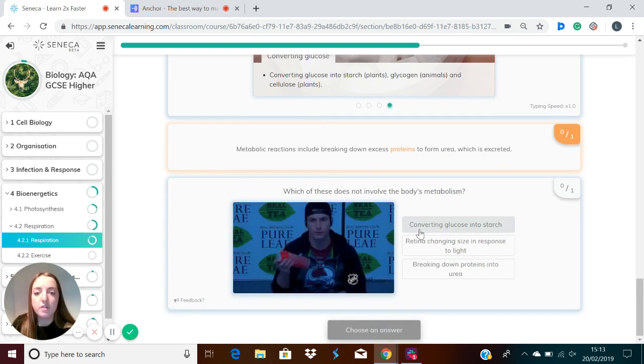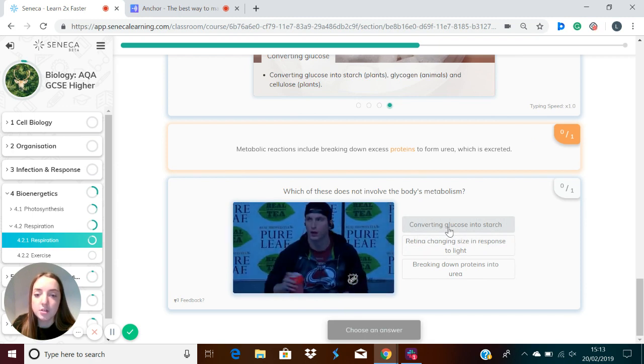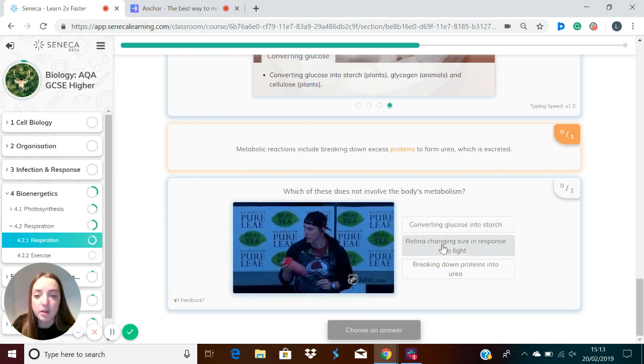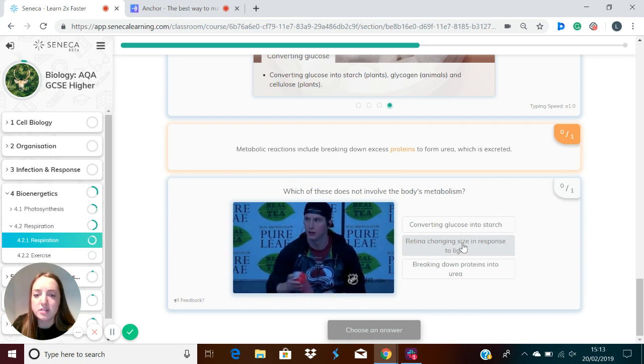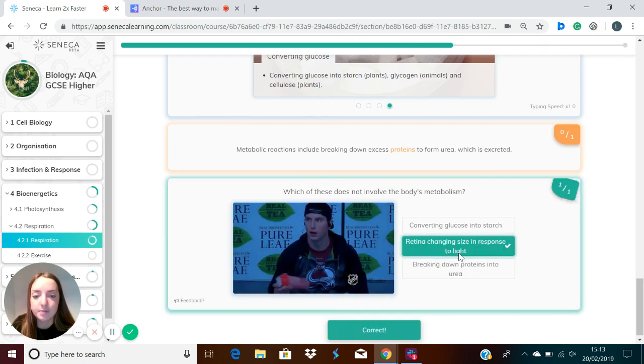So what is not involved in the body's metabolism? Converting glucose into starch, that is a metabolic reaction. The retina changing size in response to light, that is not a metabolic reaction, but breaking down proteins into urea is a metabolic reaction.